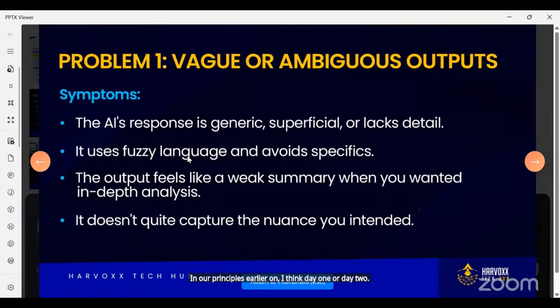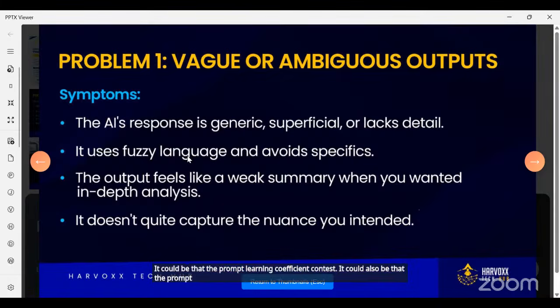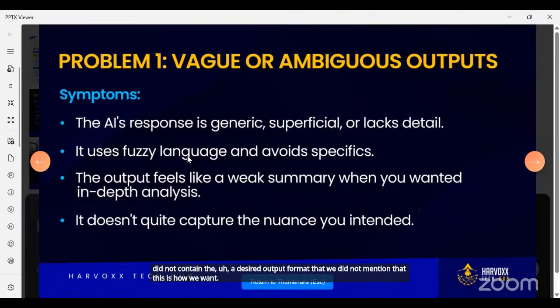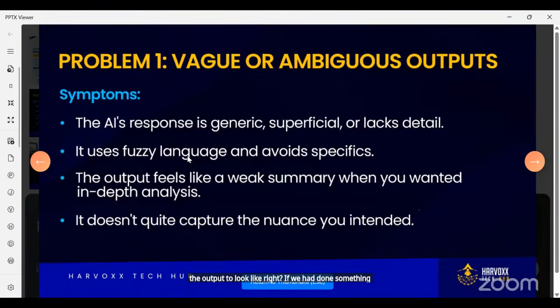So it means that they use very vague terms, very vague verbs, very vague nouns. It could also be that the prompt lacked sufficient context. It could also be that the prompt itself did not contain a desired output format. We did not mention that this is how we want the output to look like, right? If we had done something like that, then maybe.